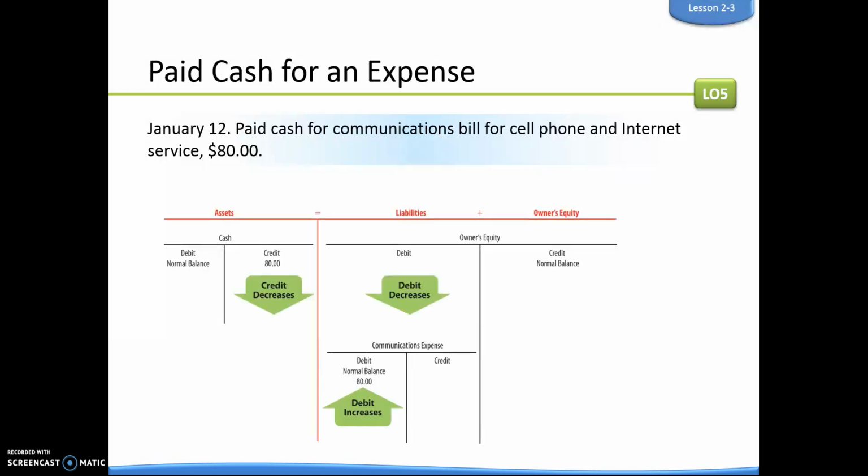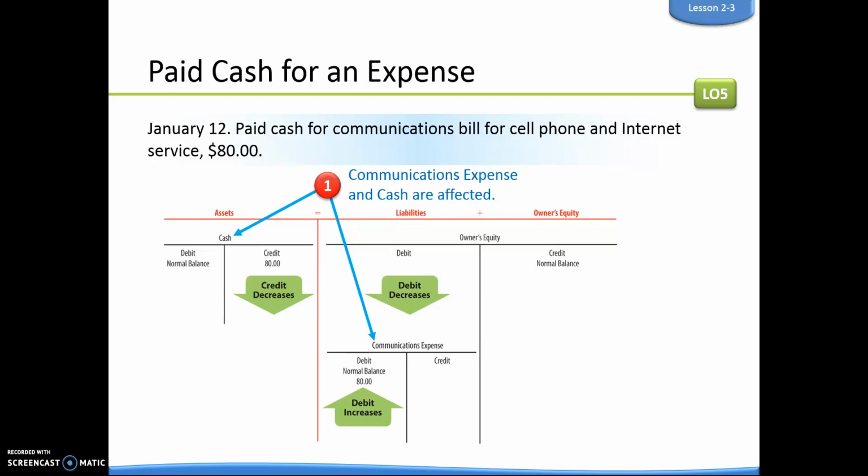Our two accounts are actually cash, and then we have communications expense, okay? And so we have identified cash and communications expense. Typically with your expenses, you have an account for each one, and you'll start to see this as you do transactions. You'll have advertising, you'll have repairs, you'll have rent. Each of those will have their own expense account.